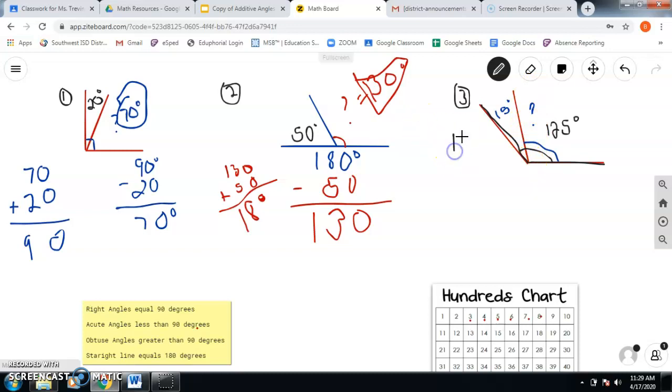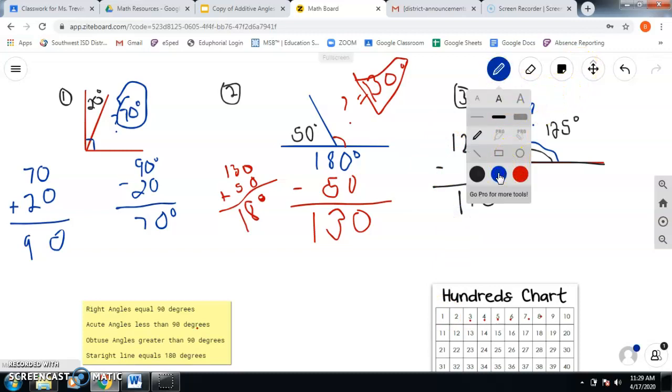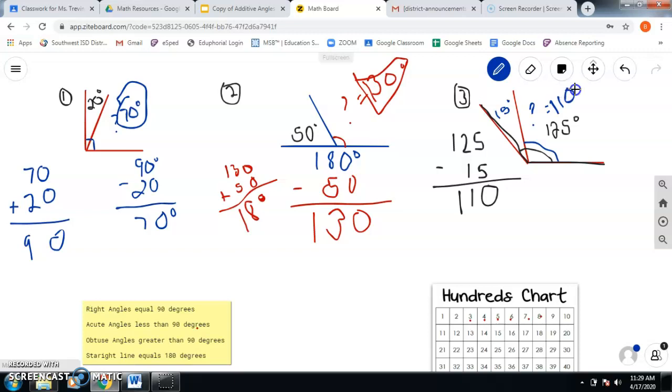So we know we have 125, and in order to find that missing angle, we're going to use the number that they gave us, 15. Are we adding or subtracting? We're going to subtract, okay? So 5 minus 5 is 0. 2 minus 1, start at 2, go over 1, is 1. And then 1 minus 0 is 1. So it looks like this missing angle is equal to 110, okay? 110 degrees.